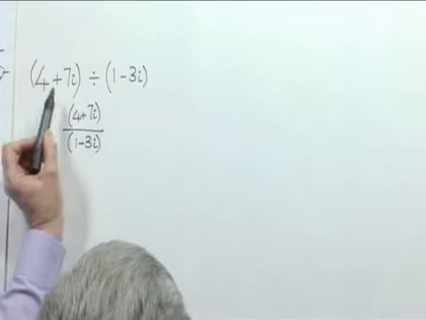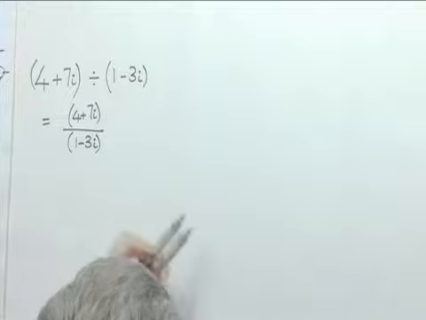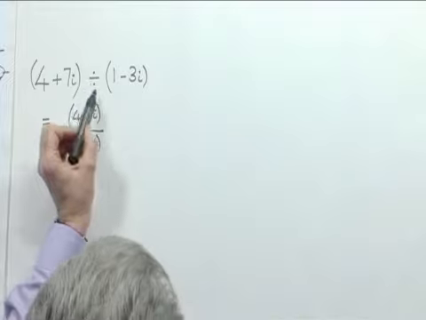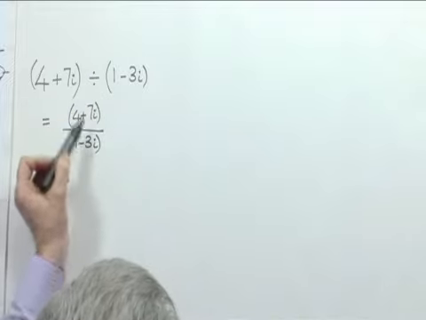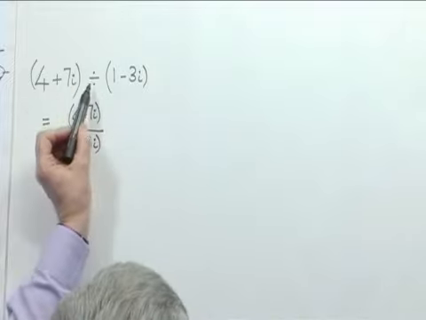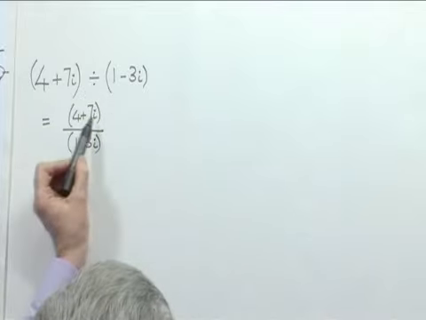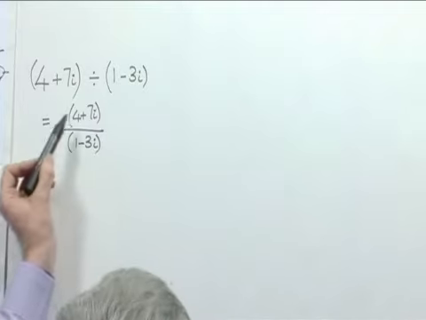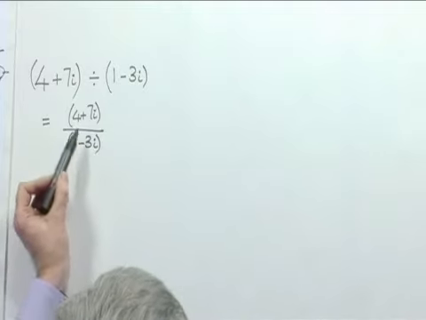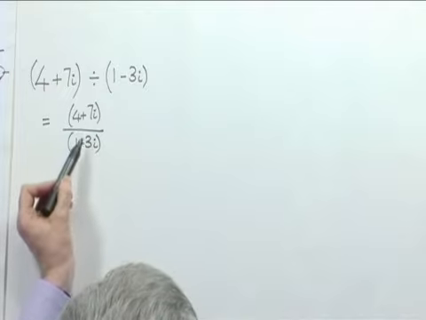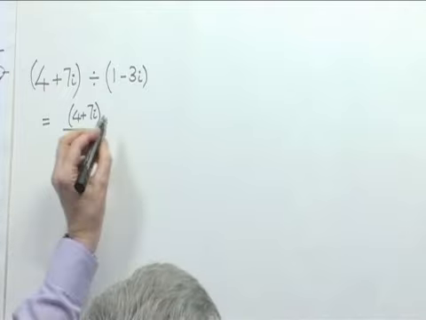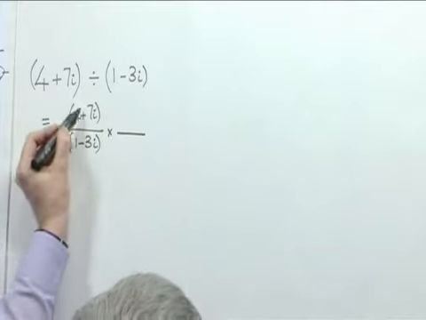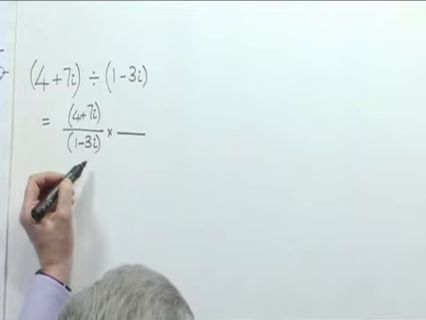So we're going to take the complex number 4 plus 7i, and we're going to divide it by the complex number 1 minus 3i. Now remember that a division is the same thing as a fraction. So this complex number divided by this one, we can just write as one complex number over another complex number. So now we have a fraction. What we can say is that we won't change the value of this fraction if we multiply the numerator and the denominator by the same value.